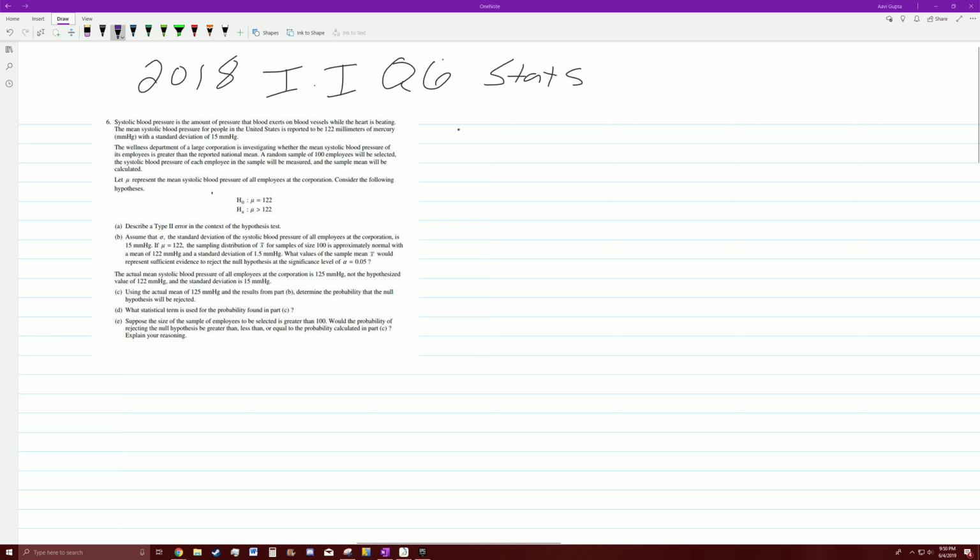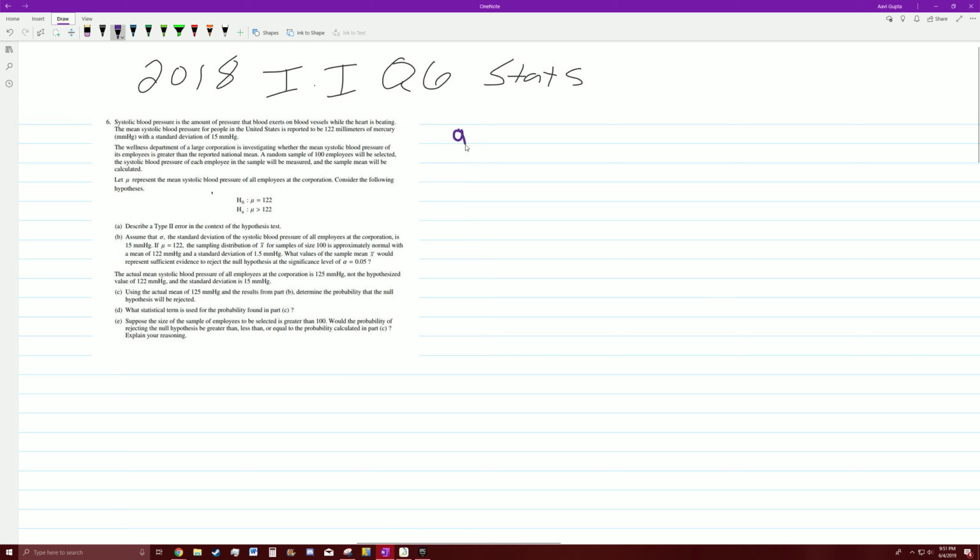The systolic blood pressure is the amount of pressure the blood exerts on blood vessels when the heart is beating. The mean SBP for people in the U.S. is 122 mmHg, with a standard deviation of 15 mmHg. The wellness department is investigating whether the mean SBP is greater than the reported national mean, using a sample of 100 employees. They define mu for us as the mean systolic blood pressure of all employees of the corporation. Consider the following hypotheses. H naught: mu is equal to the national mean, where they think mu is greater. Okay, cool. Describe a type 2 error in the context of the hypothesis test.